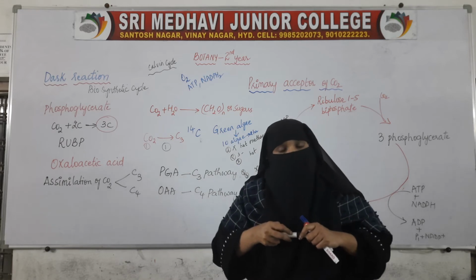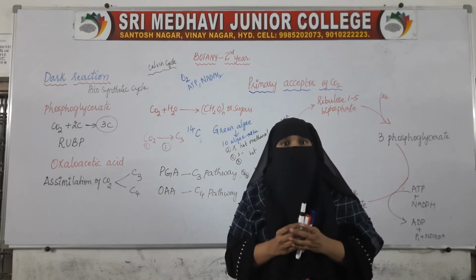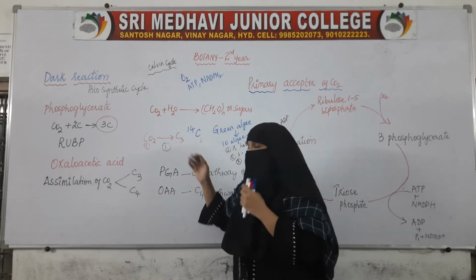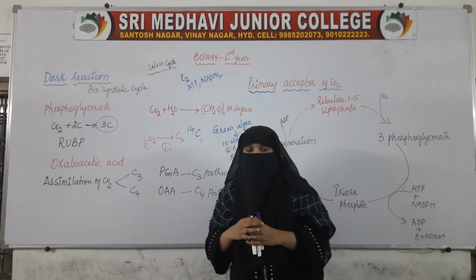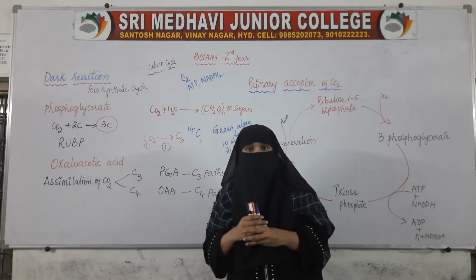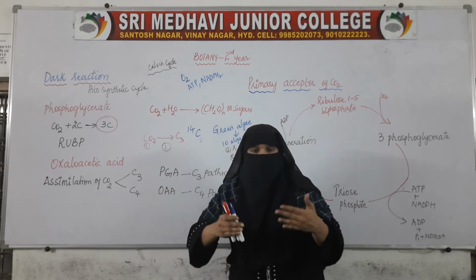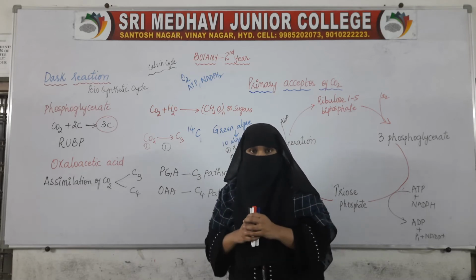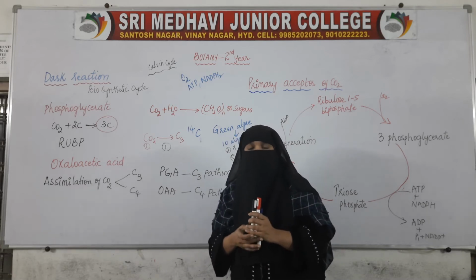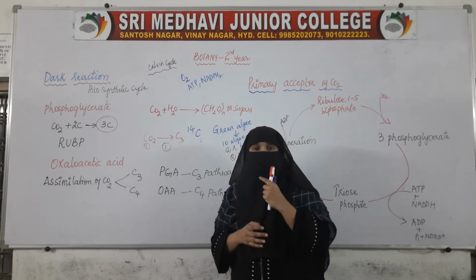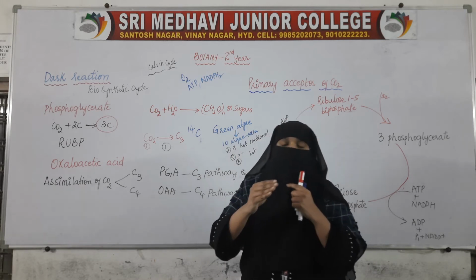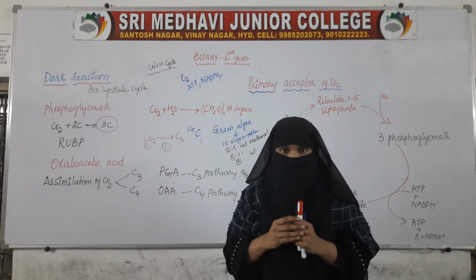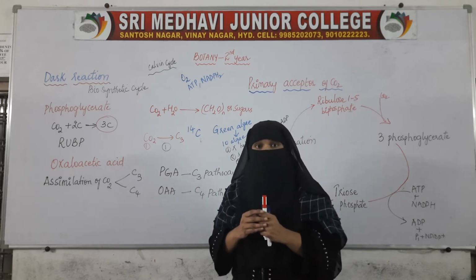Now scientists have seen whether all the plants are forming this 3-carbon compound or not, or whether some plants are forming different products. They carried out many experiments, and in each plant they looked at what the first product formed is.